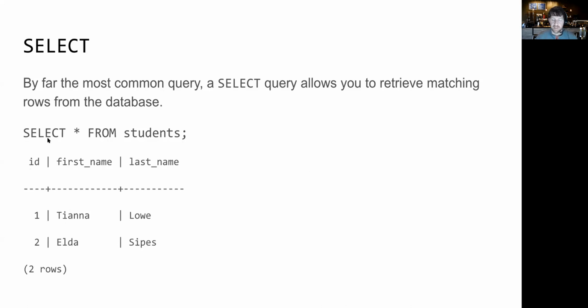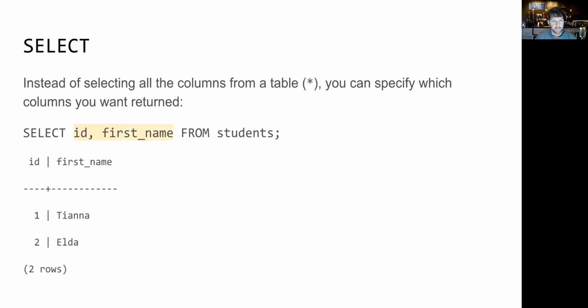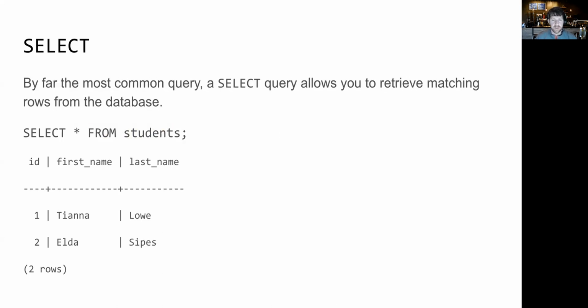These don't have to be uppercase. This is just how this person wrote it, but this also can be lowercase, like lowercase select, lowercase from students, but you definitely need the semicolon at the end. This is the most common one you'll see. You'll be using this all the time. So select star from students selects everything from the students table.